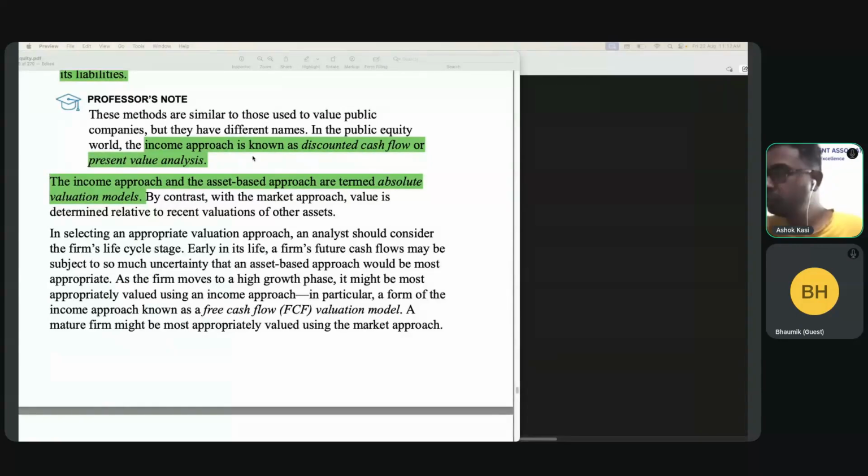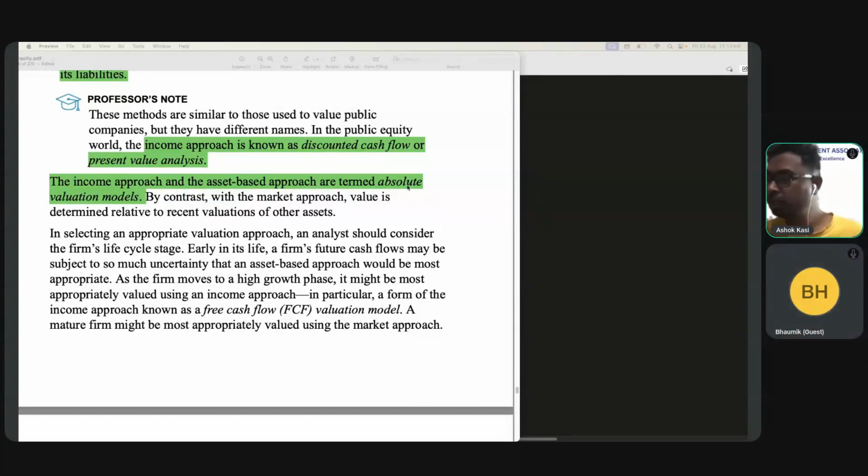So the income approach is known as discounted cash flow or present value analysis. The income approach and the asset-based approach are termed absolute valuation models.